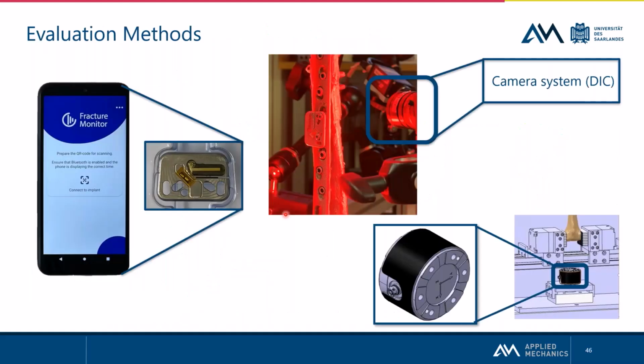For evaluation methods, we're using different tools. Again, the digital image correlation, you can see it in the middle. Our camera system with a speckle pattern, you can see it in the next slide. We are also using our sensors and also here the AO fracture monitor to measure the strains on the implant itself.